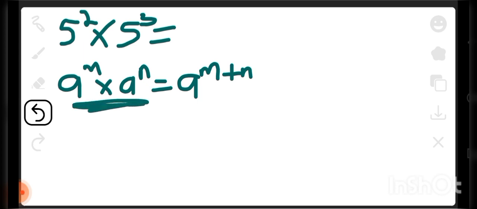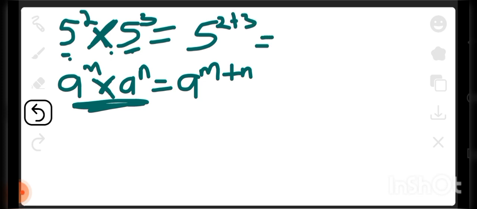That is all. So now, since this and this are the same thing, and it's multiplication, not addition or subtraction or division, both of them should be the same in bases. The power may not be the same, no problem. So you pick one of the bases, then you add up the powers. 2 plus 3. So this will give us 5 raised to power 5. That's the answer to that. Then question 2.